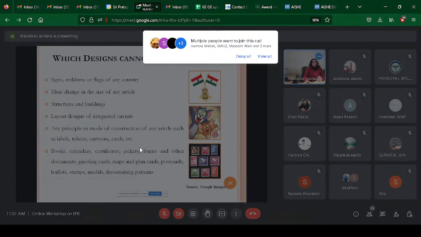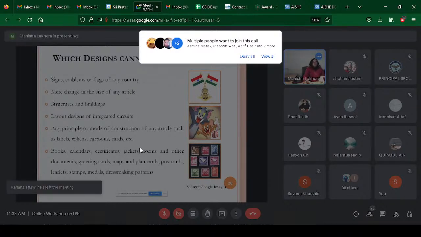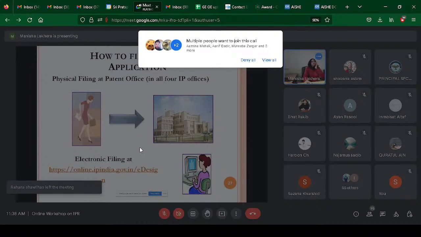Now, certain designs which cannot be registered: signs, emblems, or flags, or mere change in the size of an article, then structures and buildings, layout design of ICs, cartoons, cards, books, calendars. These are the designs which cannot be registered. So you can visit our patent office and file a design application, or you can electronically file online at online.ipindia.gov.in/edesign.